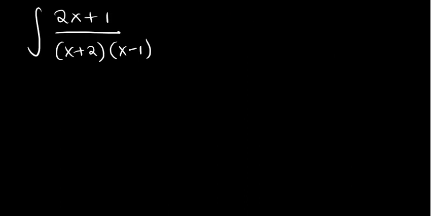So now that we've seen what it basically gives us after splitting it into partial fractions, we have 1 over x, plus 1 over x plus 2, and then 1 over x minus 1. Okay, so this is what we have. So we can distribute the integral now.